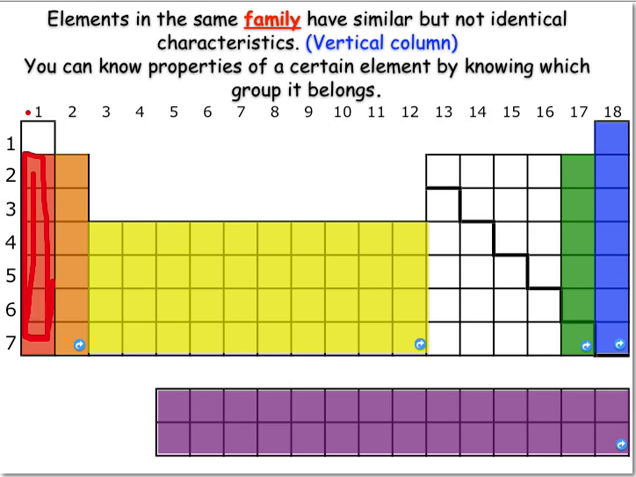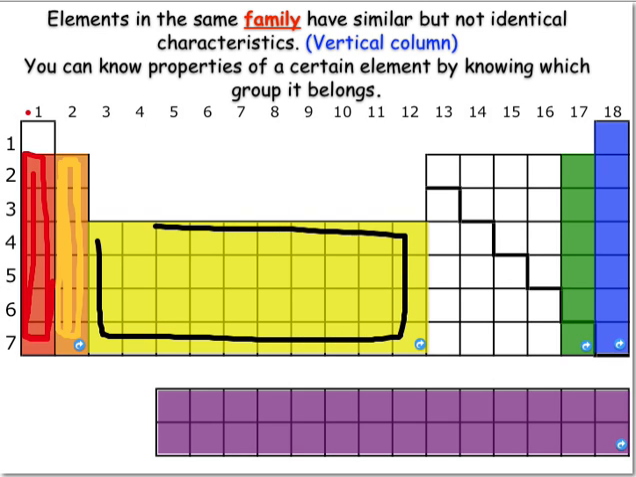And then we have family number 2, which is the second column of the periodic table, and that is in orange. So that is the alkaline earth metals. We also have a section in the middle from 3 through 12. Those are our transition metals. Remember, those can change. That's why they're called a transition, and we have spoken about those during bonding.